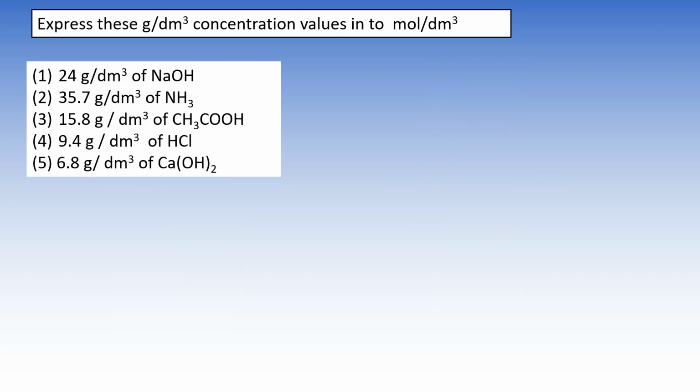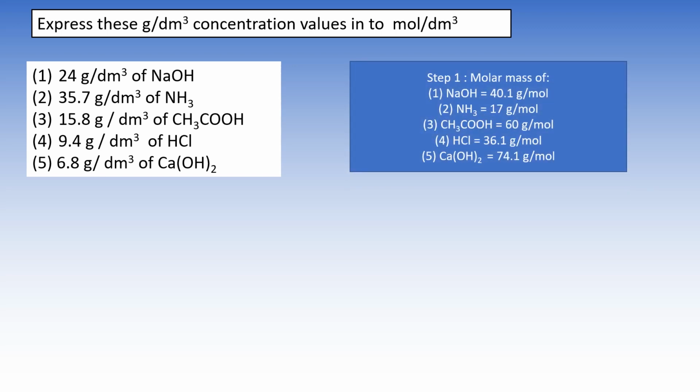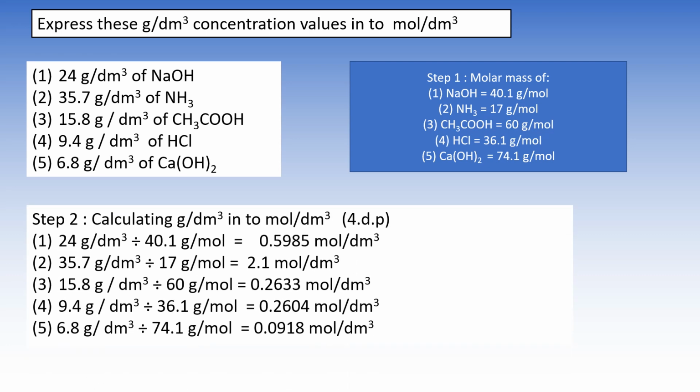Let's practice the conversion of grams per decimeter cube to moles per decimeter cube of the following compounds. Step 1 involves the calculation of the molar mass of the respective compounds, which are 40.1, 17, 60, 36.1, and 74.1. Step 2 involves the division of the grams per decimeter cube value by the respective molar mass of the given compound.